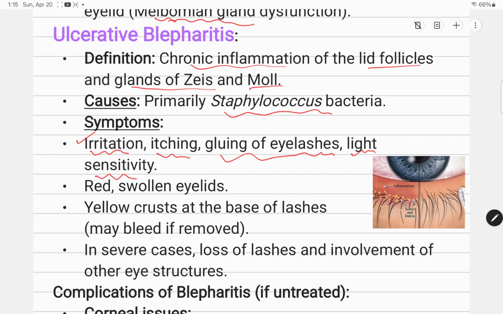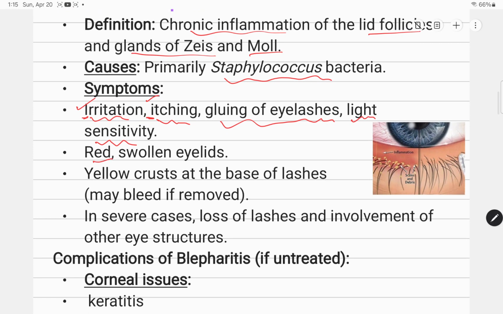So there are two symptoms: eye irritation and also itching, and there is gluing of eyelashes. Okay, so it is red, swollen eyelids, as blepharitis itself is the inflammation of the eyelid. Then there is presence of yellow crust, as you can see in this picture.